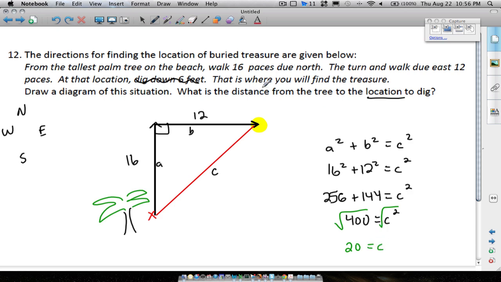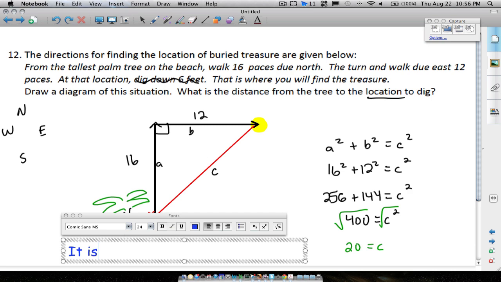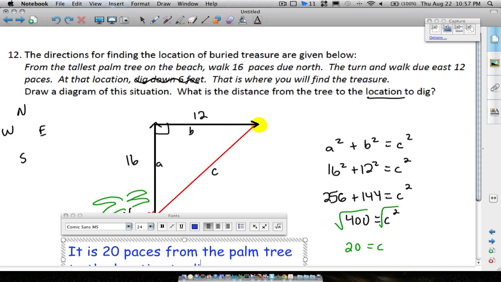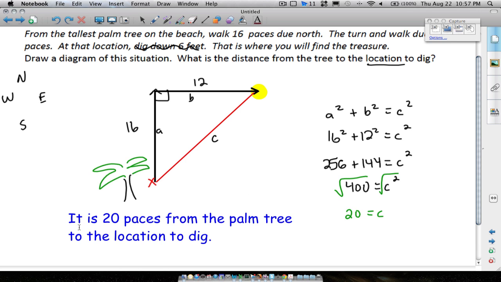So therefore, what is the distance from the tree to the location where we need to dig? Let's give a complete sentence. It is 20 paces from the palm tree to the location to dig. And I hope my spelling's right off the screen. It is 20 paces from the palm tree to the location to dig. That straight line across. So there's your answer there. Make sure it's a real world problem. Let's give a nice complete sentence to emphasize our answer there.